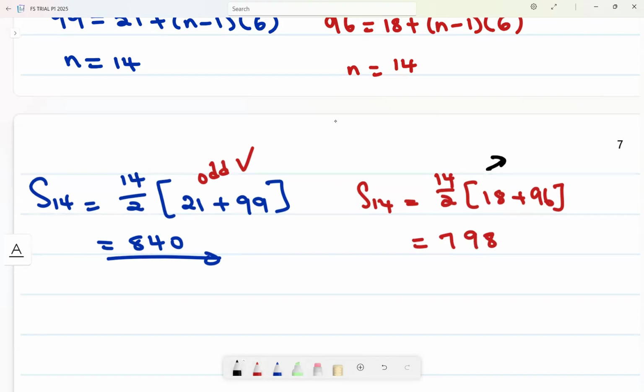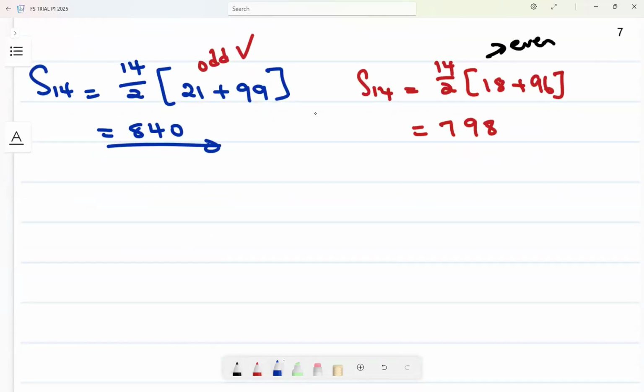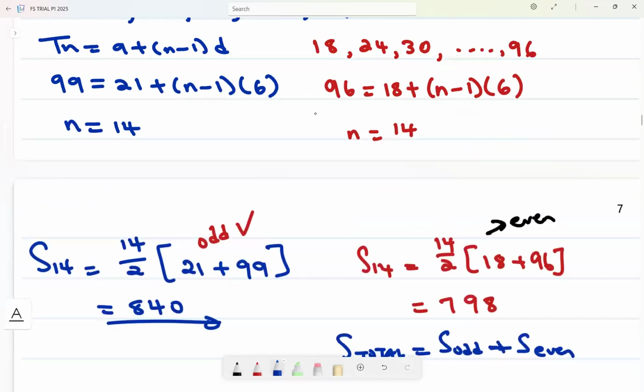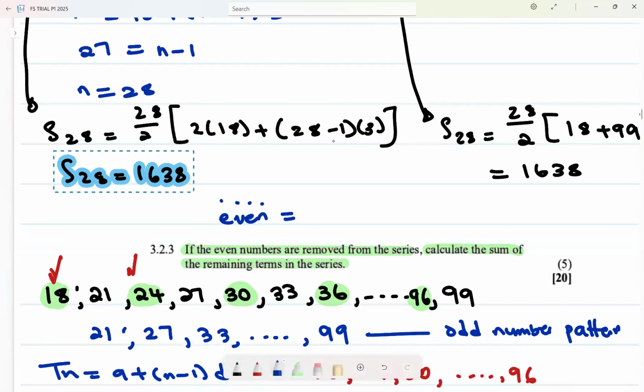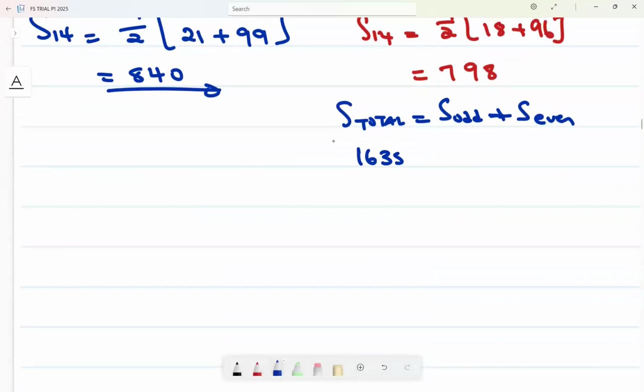But are you aware that you calculated for the even, when we want the sum for the odd? So we need to say S total is equal to the sum of the odd plus the sum of the even. And the sum of the total we have already calculated, because there are 28 terms, to be 1638. And then the sum of the odd is what I'm looking for, plus 798. When I subtract, 1638 minus 798 should give you 840.